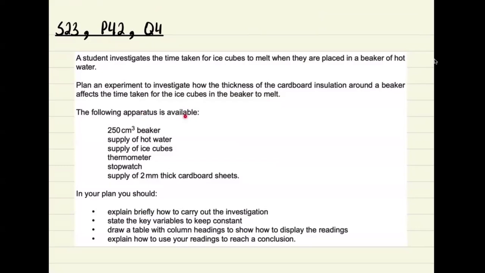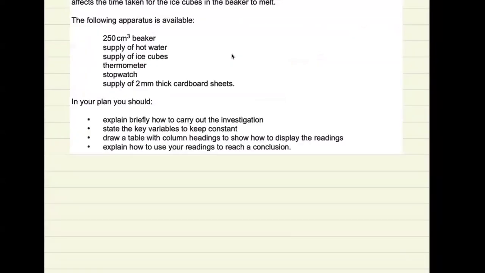The following apparatus is available. So you have a 250 cm cube beaker, you have a supply of hot water here as well, and then you have your supply of ice cubes, thermometer, stopwatch, supply of 2 mm thick cardboard sheets. In your plan, you should explain briefly how to carry out the investigation, what to keep constant, draw a table with column headings, and explain how you use your readings to draw a conclusion.